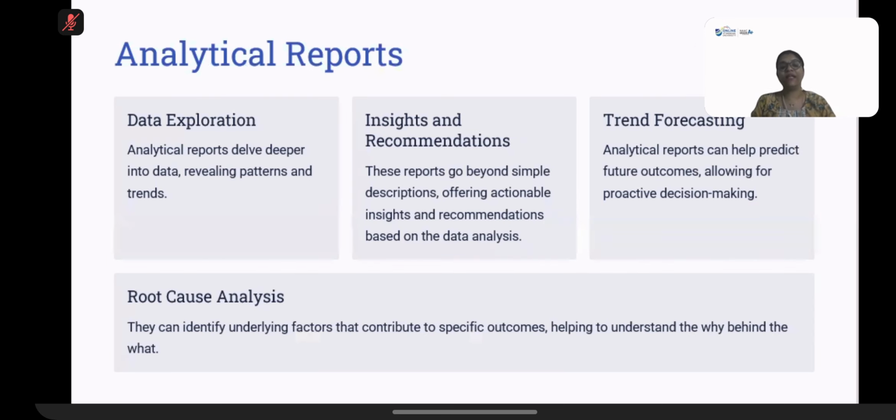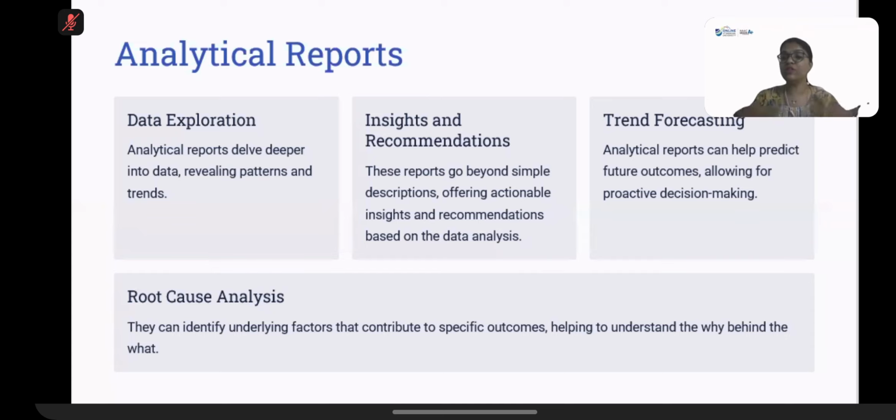Next you have the analytical report. Now, what is an analytical report? Analytical reports are nothing but reports that provide you an in-depth analysis of data. Okay. It will help the organization to solve problems, make strategic decisions, and improve performance.